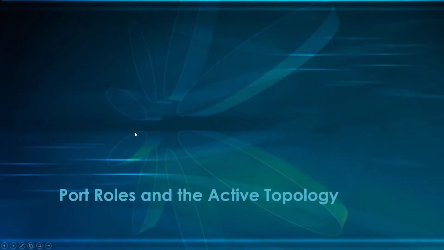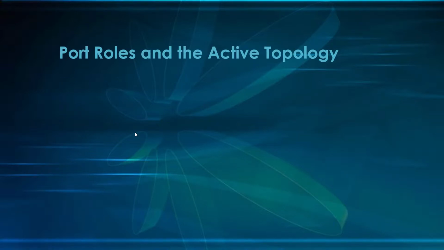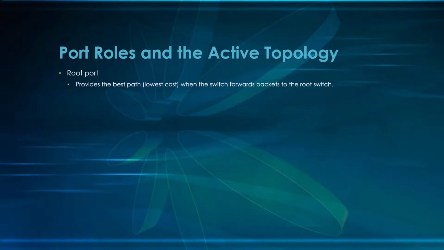Welcome back, everybody. In this video we're going to be taking a look at the port roles and the active topology, because we need to understand some of the details behind this stuff. So the first one is going to be the root port, which provides the best path, the lowest cost, when the switch forwards packets to the root switch. This is always going to face towards the root bridge.